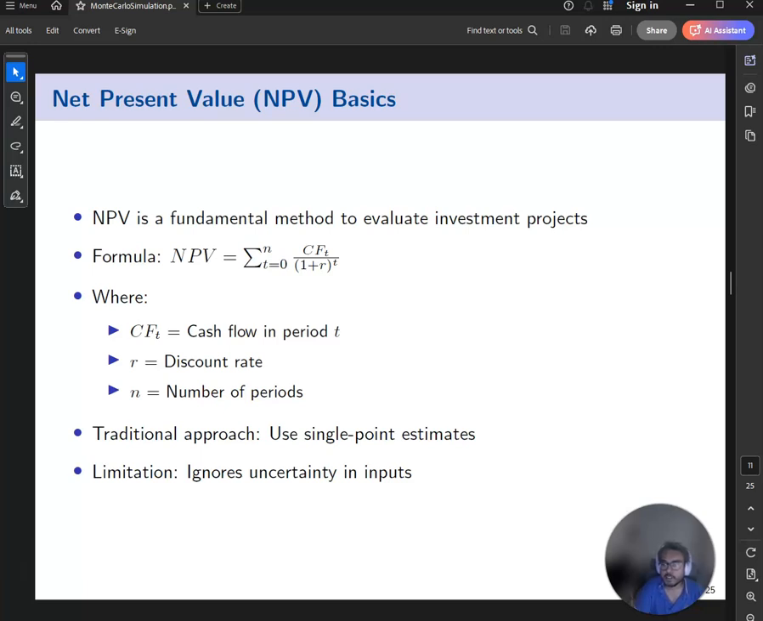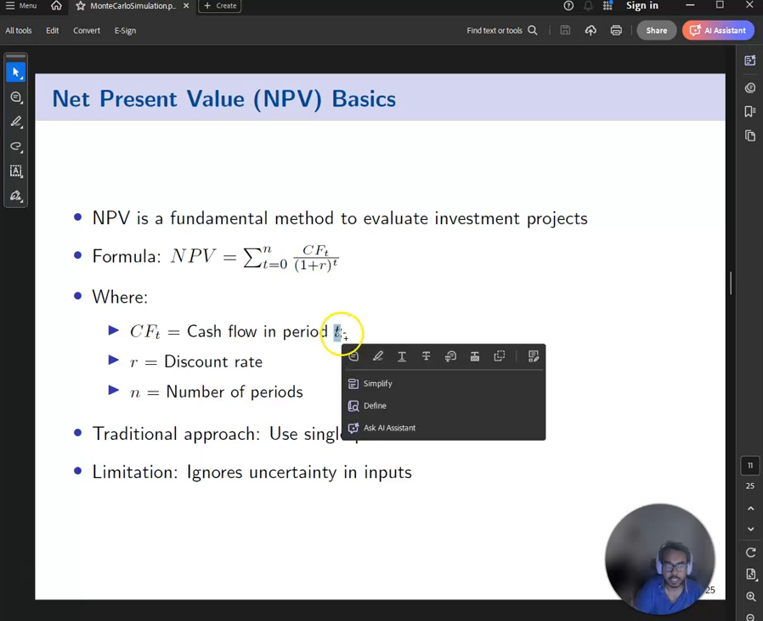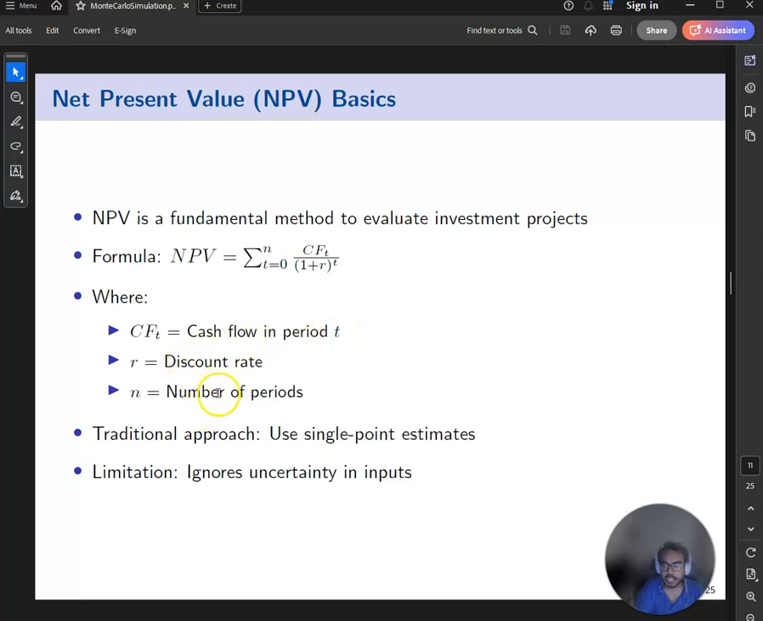So let's begin by reviewing the fundamentals of NPV. The NPV formula is represented by the summation, t equals 0 to n, of CF in time t divided by (1 plus r) raised to the power t, where CF is the cash flow in the period t, r is the discount rate, and n is the number of periods we are looking at. By using a discount rate, we are discounting the future cash flows. We are accounting for the time value of money, opportunity cost, and risk.